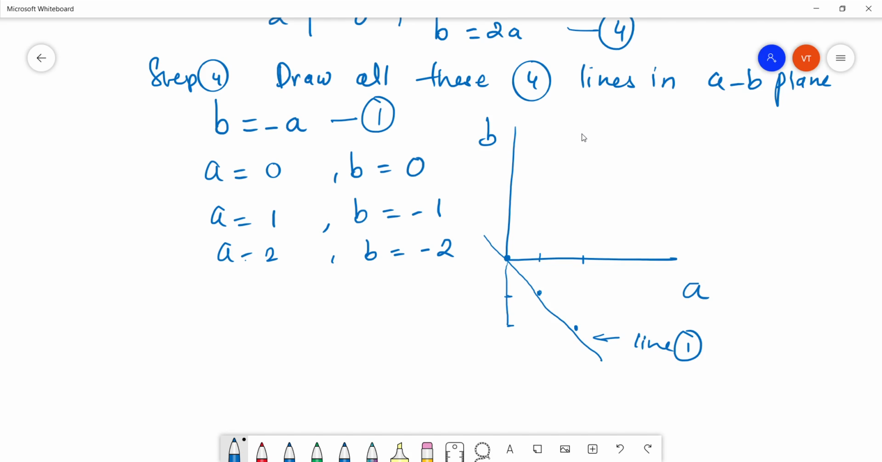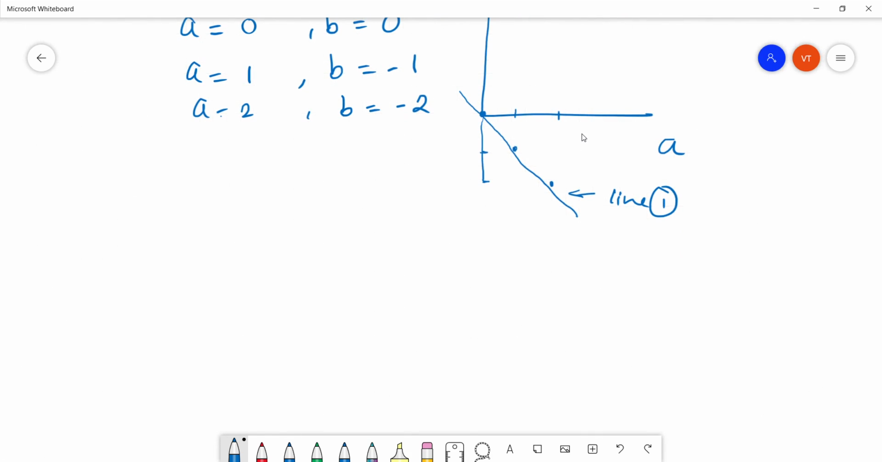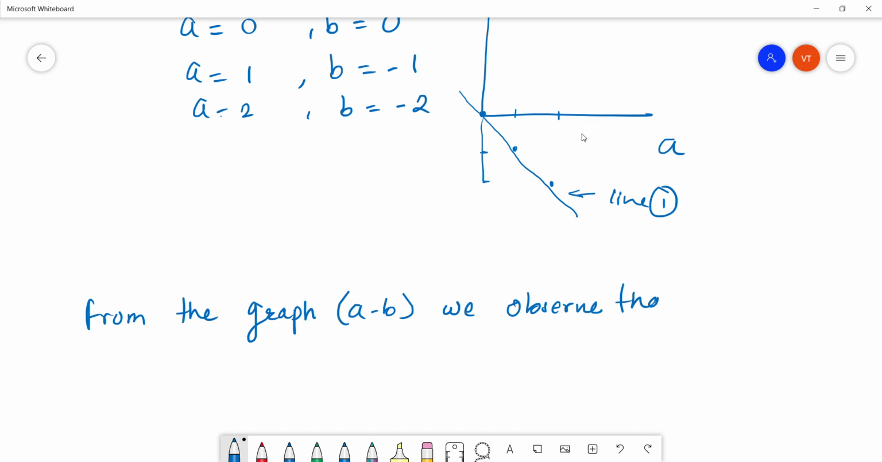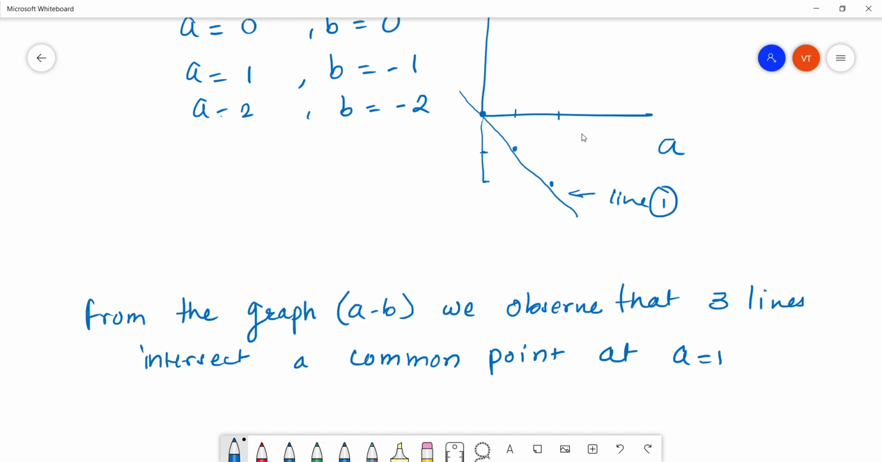After plotting all these four lines, we observe from the graph of the ab plane that 3 lines intersect at a common point, at a equal to 1 and b equal to minus 1.